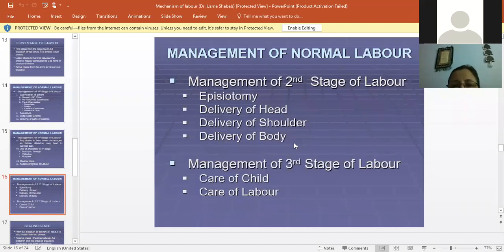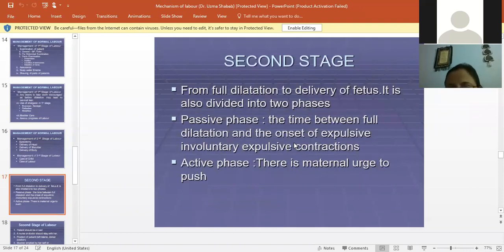How do we manage the second stage of labor? The second stage of labor is defined from the full dilatation of the cervix to the delivery of the fetus. This is known as the second stage. Again, the second stage is divided into two parts, passive phase and active phase. Passive phase is the time interval between full dilatation and the onset of expulsive involuntary uterine contractions.